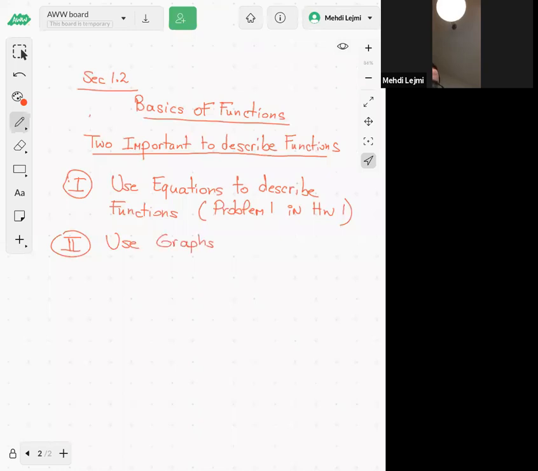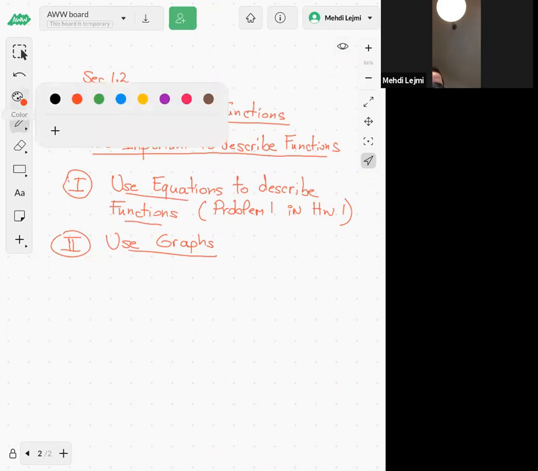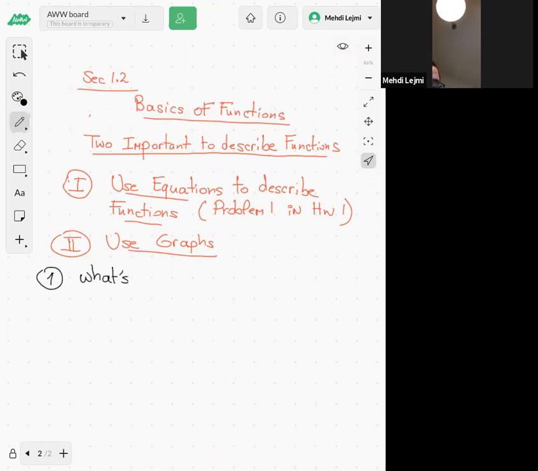And then we started a discussion about graphs. So first I tried to explain what's a graph. So what's a graph? Okay, and we said you can think of a graph as just a twisted line. Okay, it's just a twisted line.